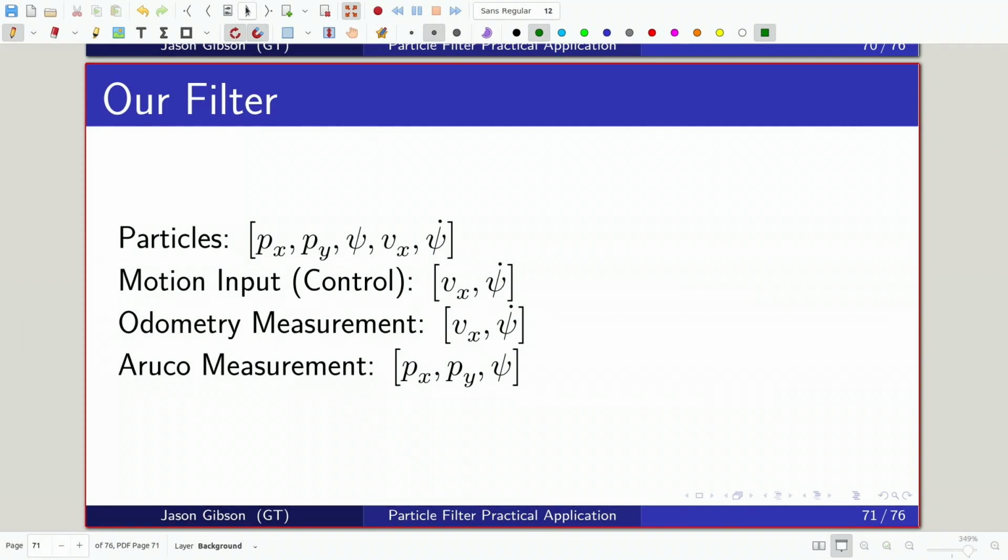And our odometry measurement will also be readings on the same values. So if I have a particle that has a really high Vx, but I'm not actually moving that fast, this measurement will tell me that particle is not very likely. And then we'll have some ArUco measurements, which are fiducial markers around the course, and those will give us a reading on the position X, Y, and the yaw of the robot.